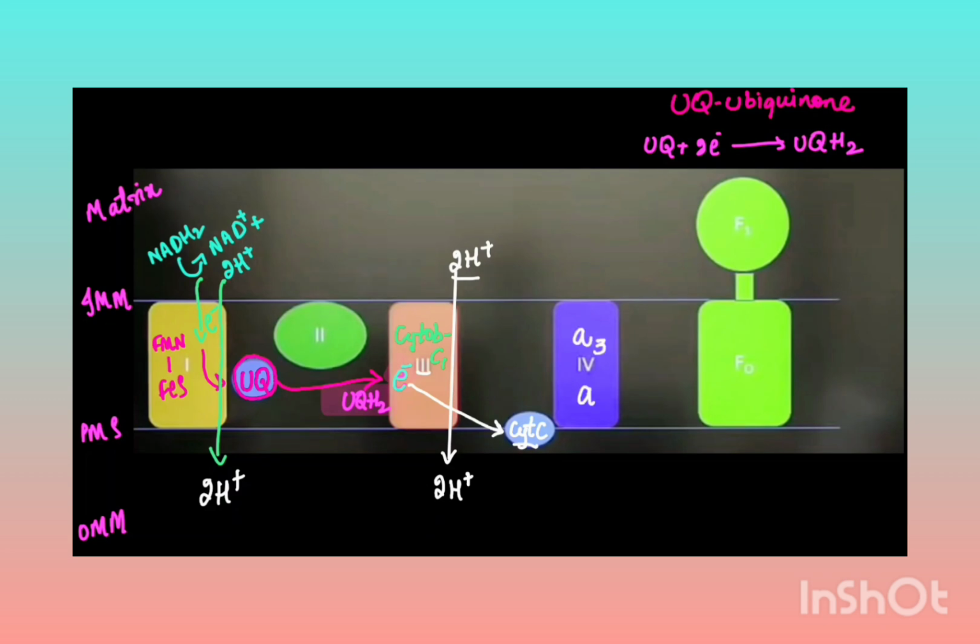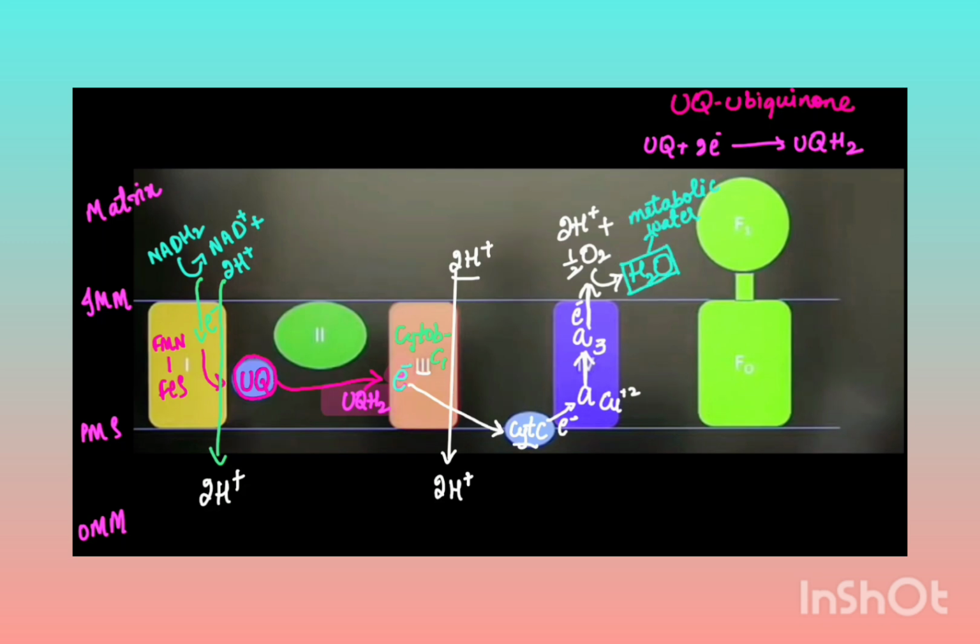Cytochrome C passes electrons to complex 4. Complex 4 has a copper center which receives the electrons. And then cytochrome AA3 of complex 4 finally passes these electrons to the final electron acceptor, oxygen. Oxygen along with the protons combines to form water. This is known as metabolic water.